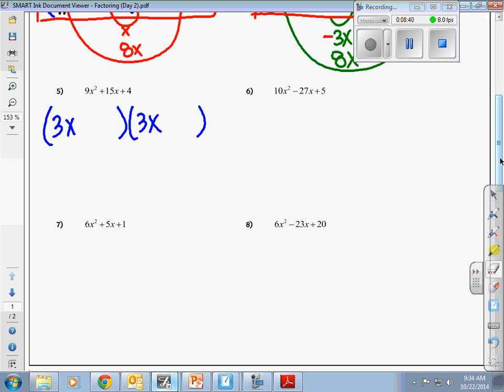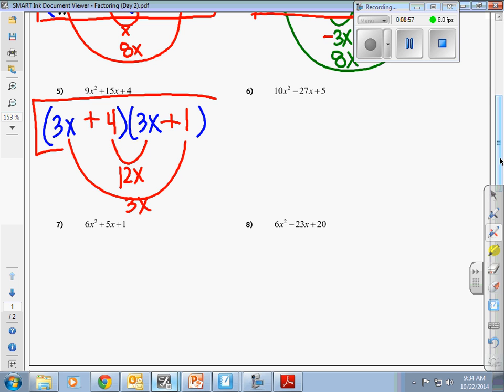And so now I'm going to try 4 and 1. This will give me 12x. This will give me 3x. Well, can I get to 15 with those numbers? Yes, I can. Both need to be positive because I want a positive 15 and I want a positive 4. So there is my solution for example 5.